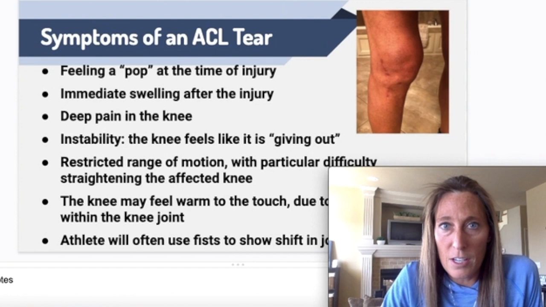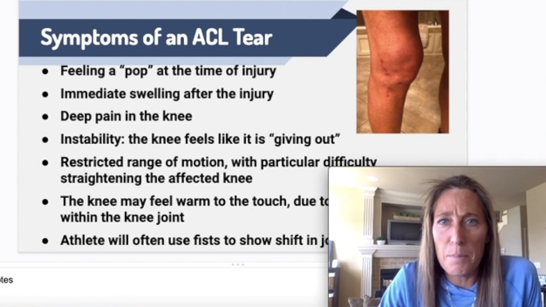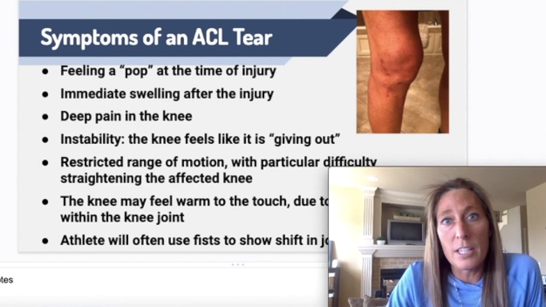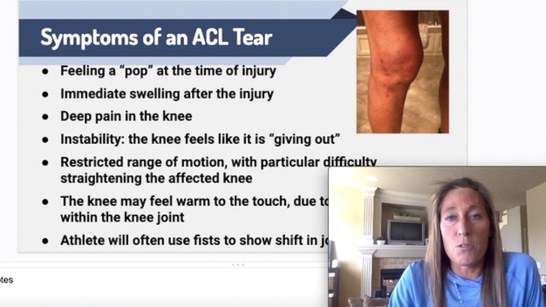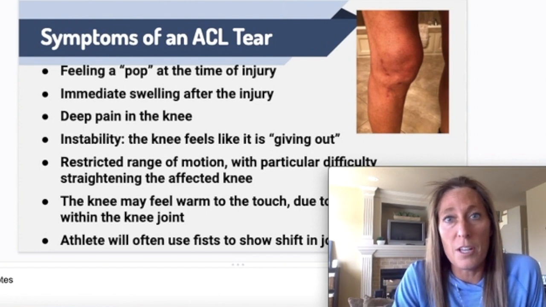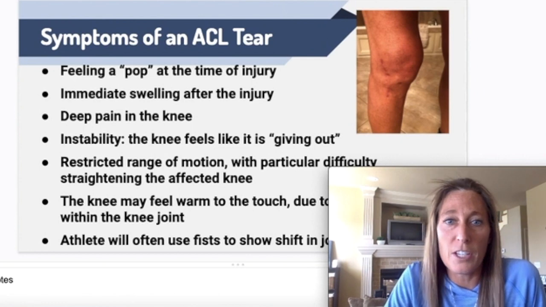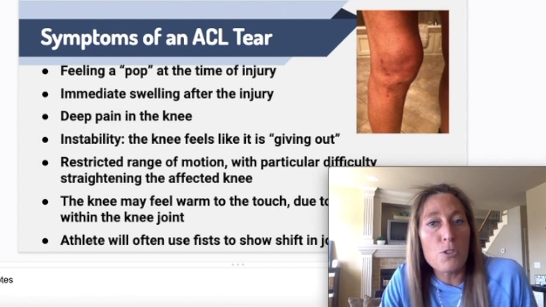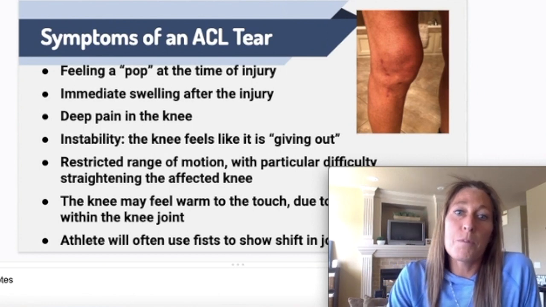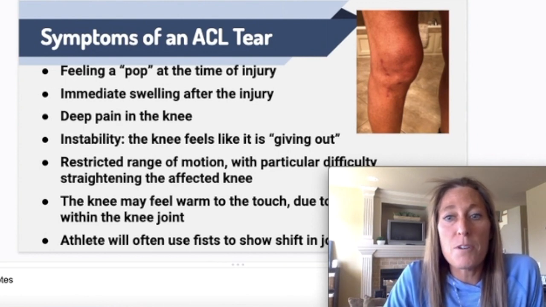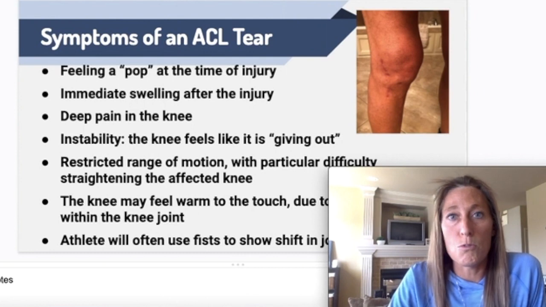When I tore my ACL, I felt like a baby giraffe that was just born and trying to walk. There's no stability there whatsoever, because remember, your anterior cruciate ligaments attach bones to bones. So whenever that ACL, which is a big stabilizer, is torn, you don't have that stability. Kind of feels like your leg is just hanging there. There will be a restricted range of motion with particular difficulty straightening the affected knee. The knee may feel warm to the touch. This is due to the swelling, the blood flow to that area.